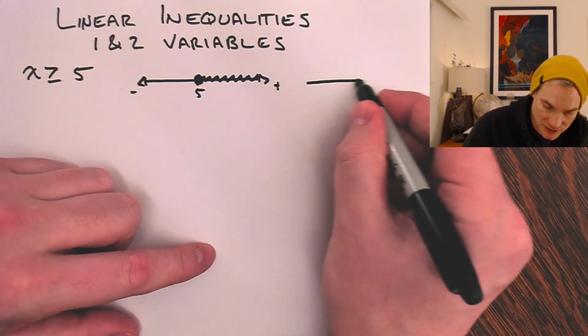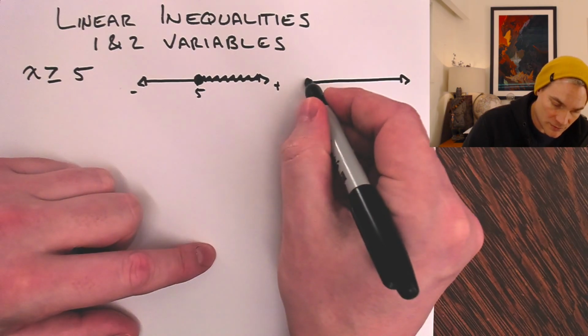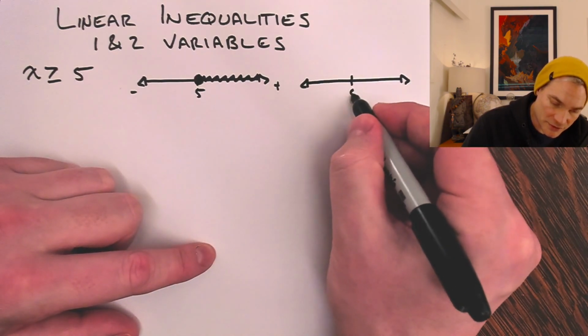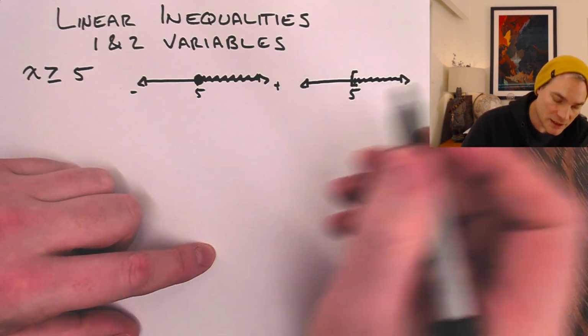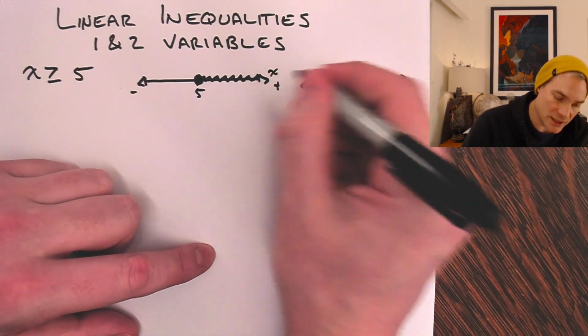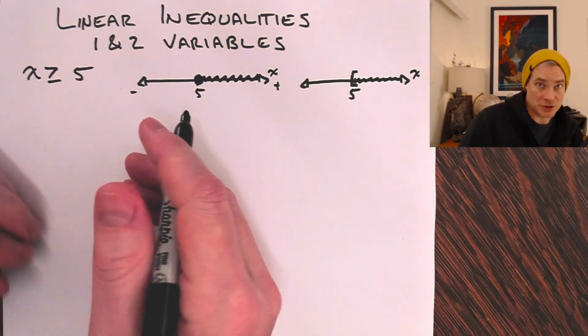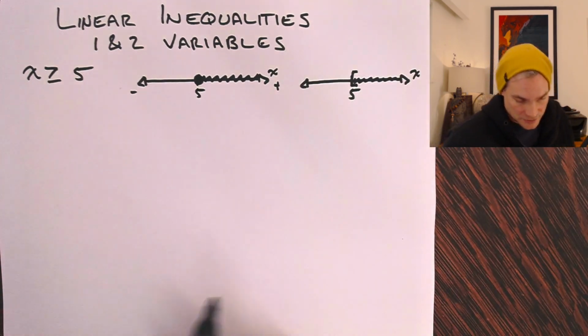Another way to do this is at 5, you'd put a square bracket and then fill in this. And this is our x values. So that's just one variable.